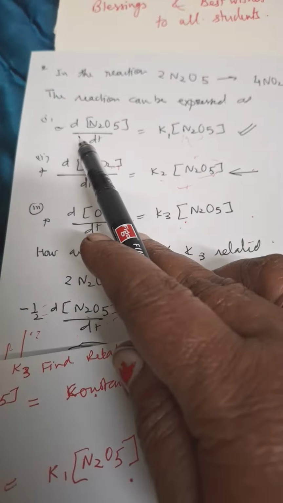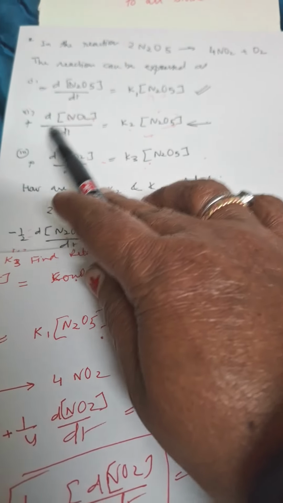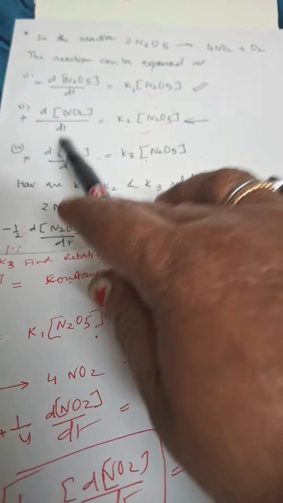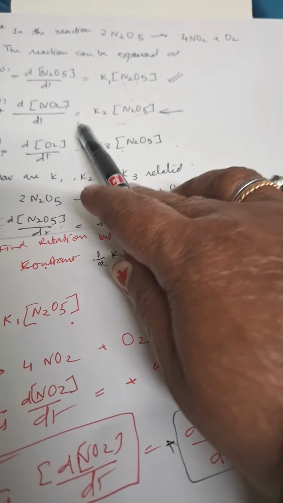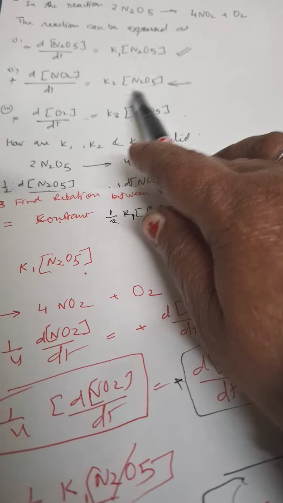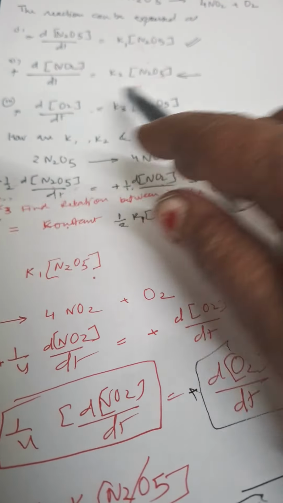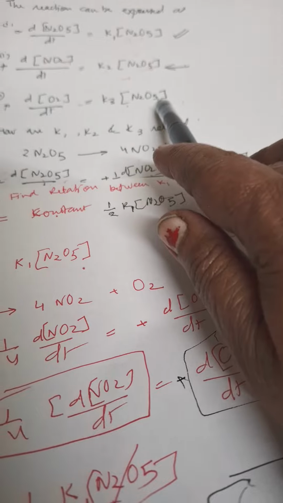Okay, so disappearance of N2O5: -d[N2O5]/dt is equal to K1 [N2O5]. Appearance of NO2 will be d[NO2]/dt equal to a constant K2 times the molar concentration of N2O5. Here, disappearance of O2, d[O2]/dt, is equal to K3 times the concentration of N2O5.